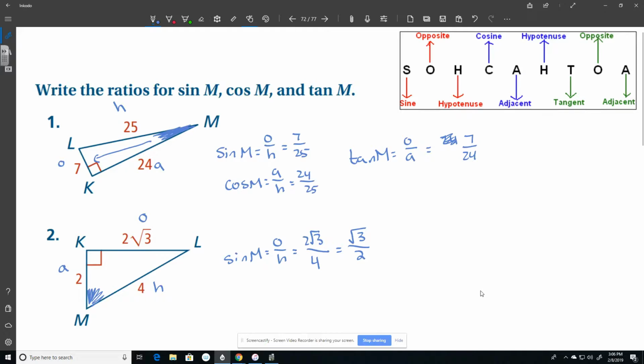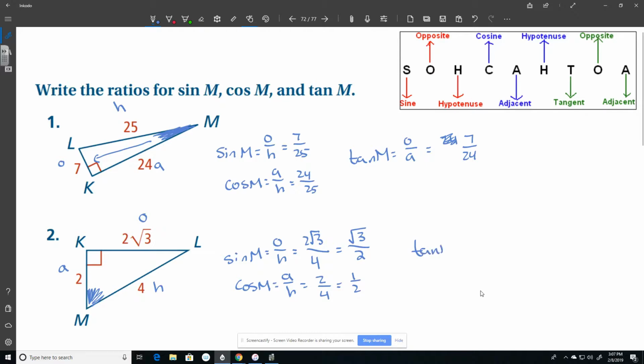2 over 4 simplifies to 1 over 2. I didn't write the 1 because I don't need to. I'm just multiplying. And the bottom changed to a 2. The cosine of m equals the adjacent over hypotenuse. My adjacent is 2, so that goes on top. The hypotenuse is 4, and hopefully you know that 2/4 reduces to 1/2.